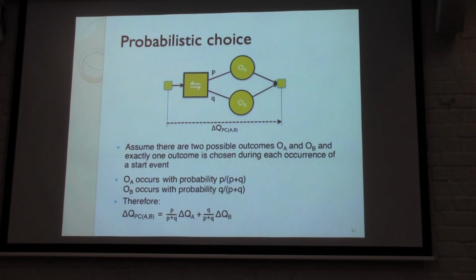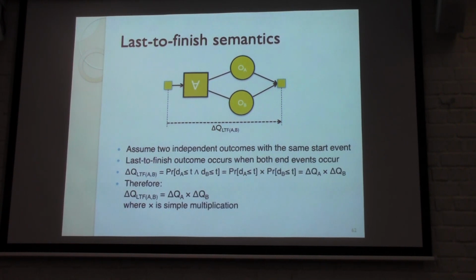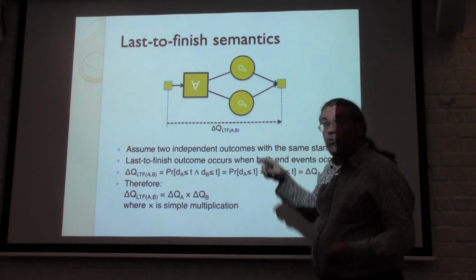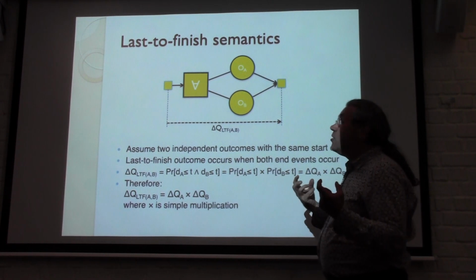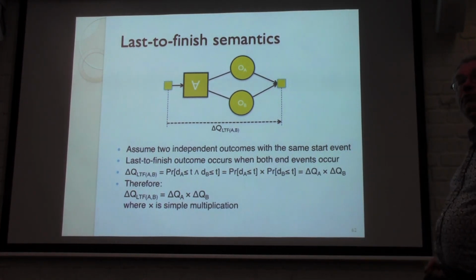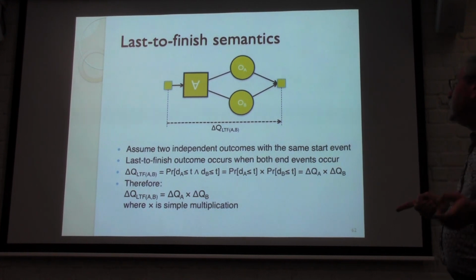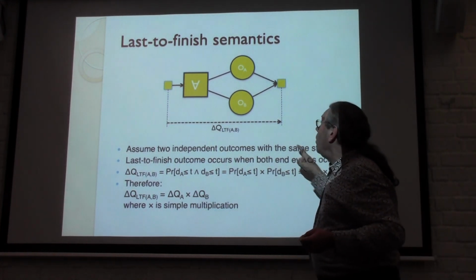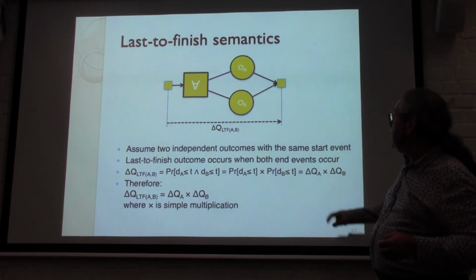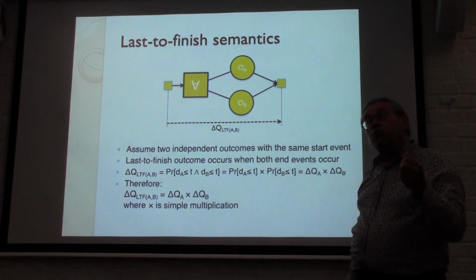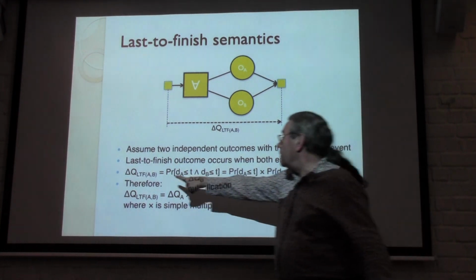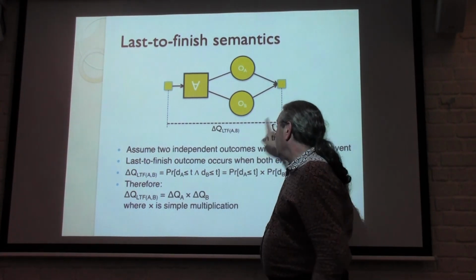And then, more interesting, last to finish. This is different. Assume you have two outcomes, and you wait for both. In the probabilistic choice, you're only doing one or the other, you only choose one. But here you do both, and you wait for both of them to finish. That means in order for them to be done, they have to be the first one and the second one. So what is the delta Q of this thing?